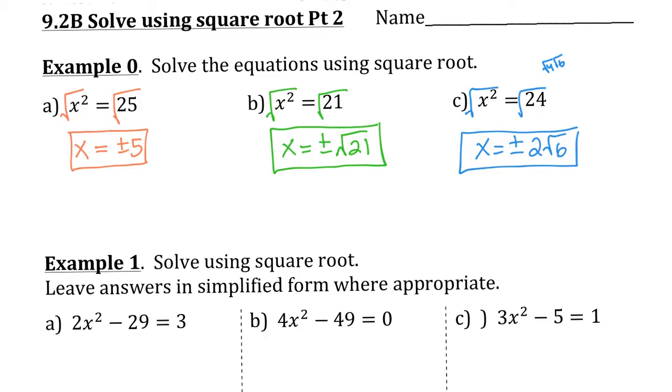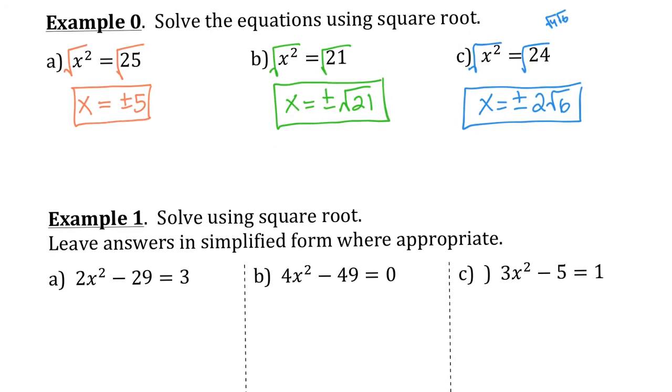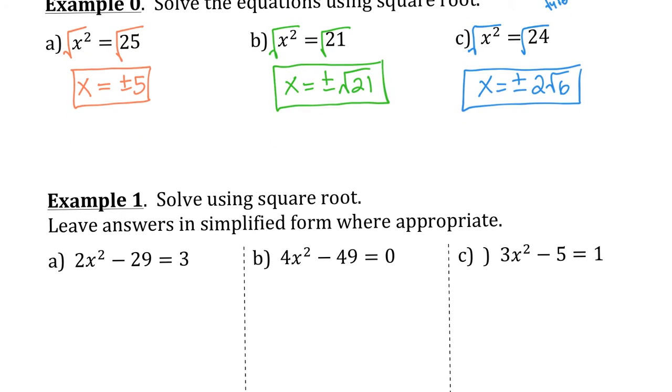Now the only thing we're going to add today is that the x squared will not be isolated, so you're going to have to isolate the x squared, and then we can use the same steps as before. So if I look at this equation, it says 2x squared minus 29 equals 3. If I were solving this just normally, I would add the 29, and I'm going to still do that because I'm trying to get the x by itself. So I get 2x squared equals 32. I'm going to divide by 2. I get x squared equals 16.